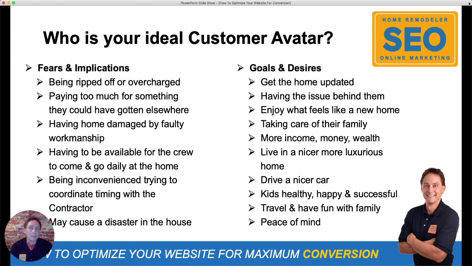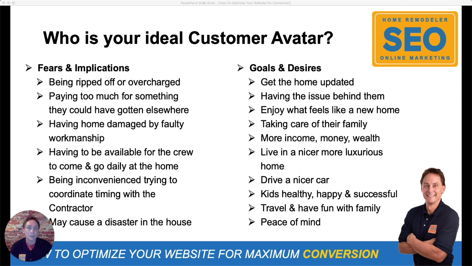Other things that are probably going through their mind are the fear of being ripped off and overcharged, or maybe it's the inconvenience and interruption of their lifestyle with a major renovation taking place. And on the other side of the coin, what is really driving their decision to move forward with the home renovation? Is it because their home is finally ready for an upgrade, or do they need more room?